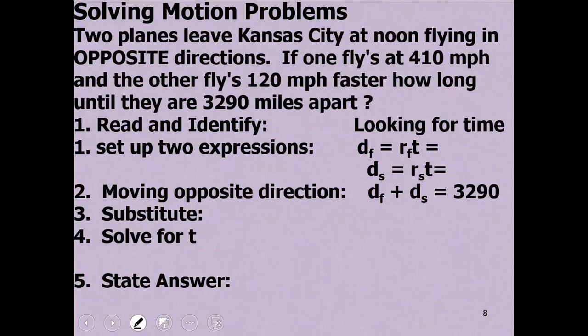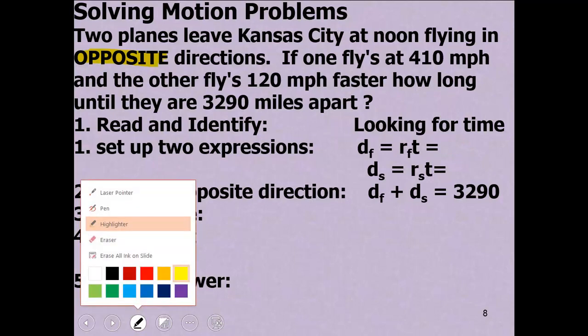All right. Two planes leave Kansas City at noon, flying in opposite directions. If one flies at 410 miles per hour, that's a rate.